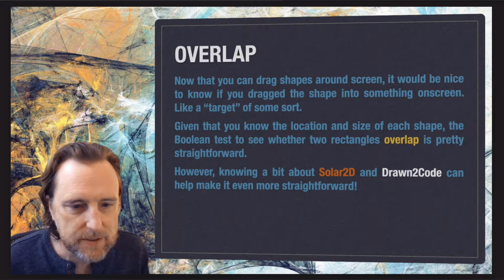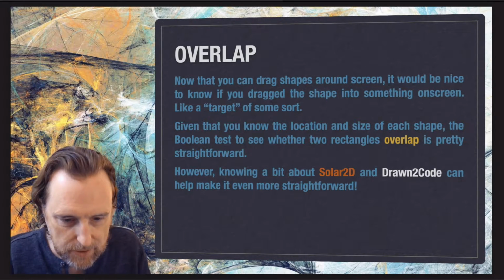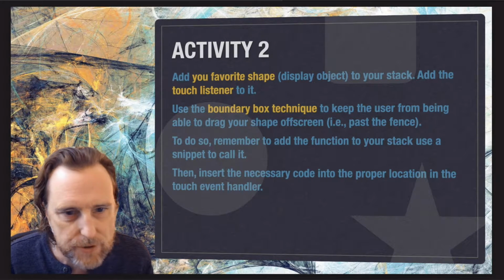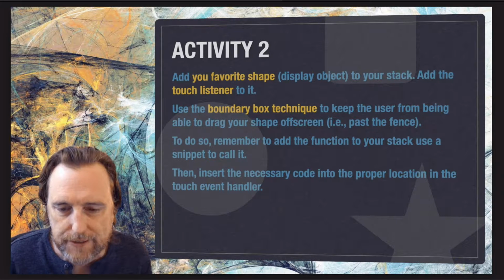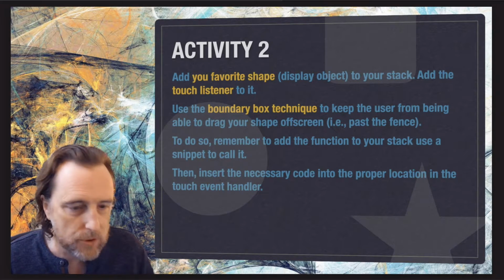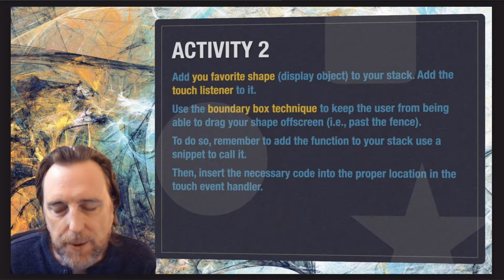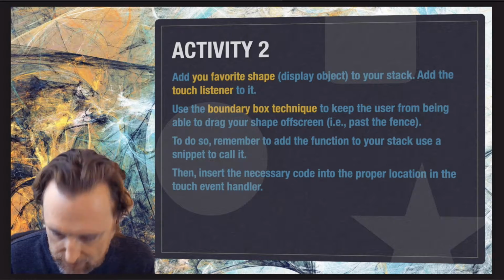Alright, so welcome back to Chapter 9. We stopped after Activity 2, which put your favorite shape on screen and then used the boundary box technique we talked about last time to sort of fence it in, so that the user could move, slide, drag the shape around, but could not move it outside of the fenced in area.